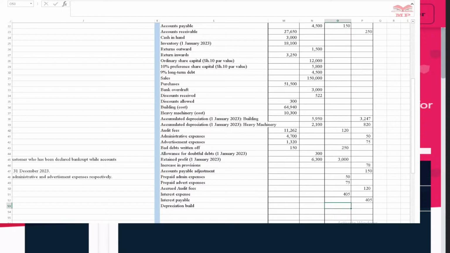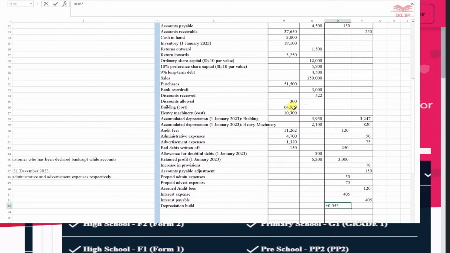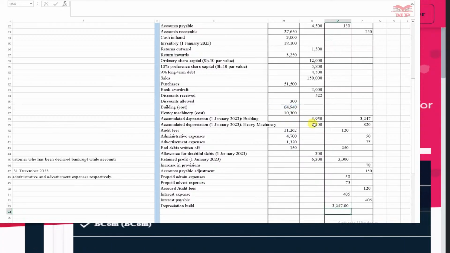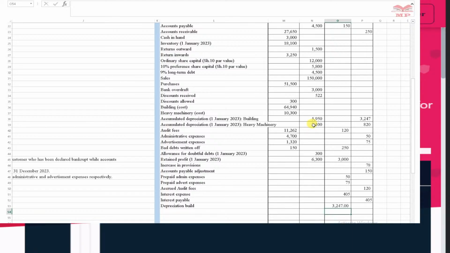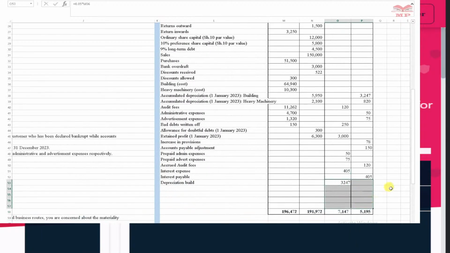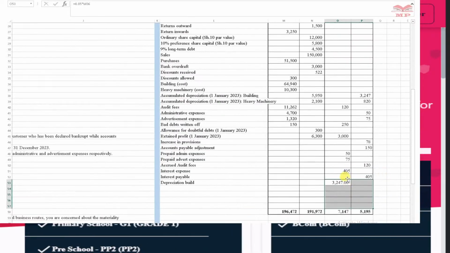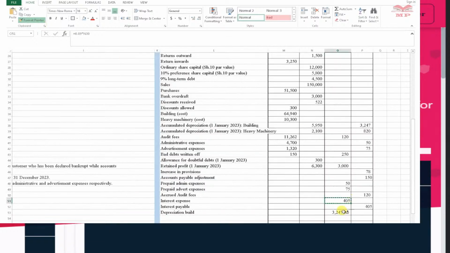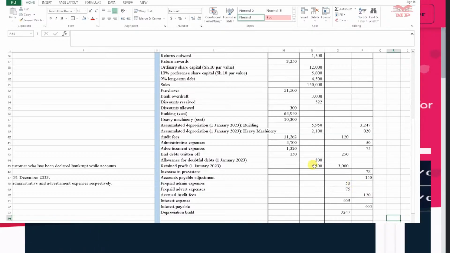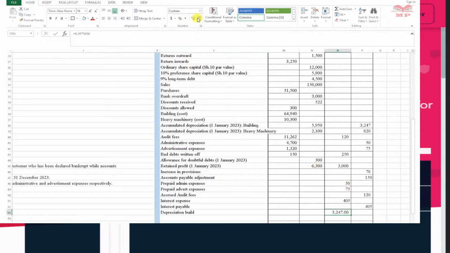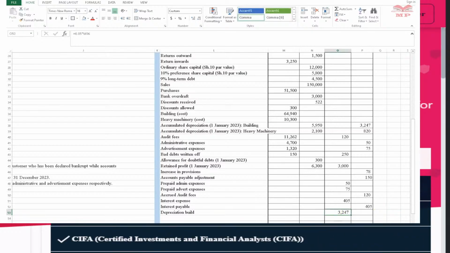So here we're going to use 0.05 times cost. You can use that, 64, and you can see you're getting 32.47. We should try to use the accounting format and like that, 247. That's the building.